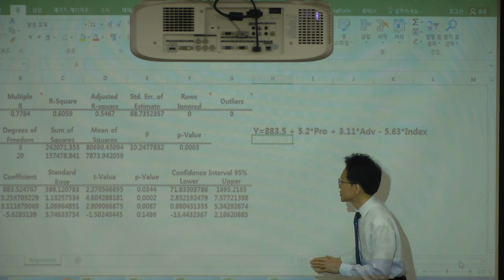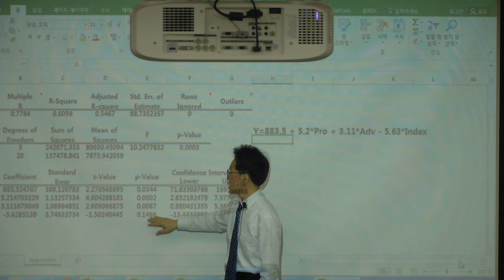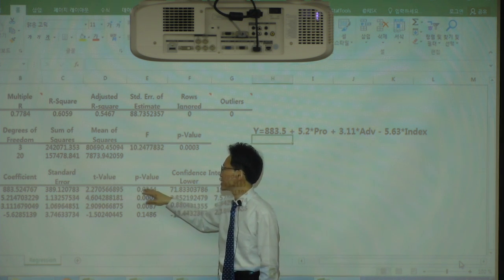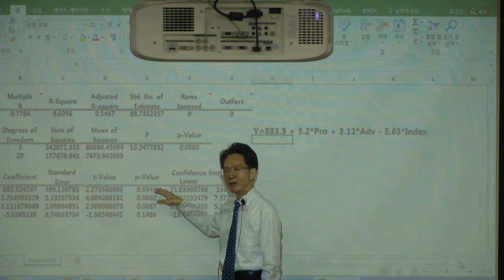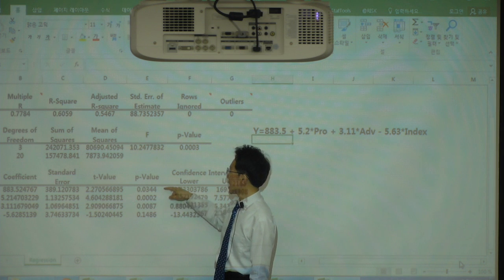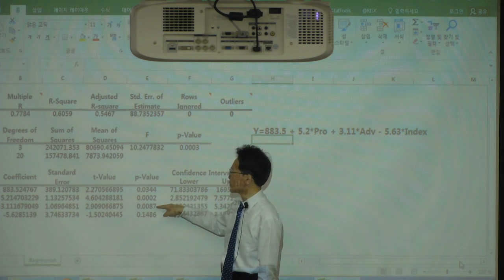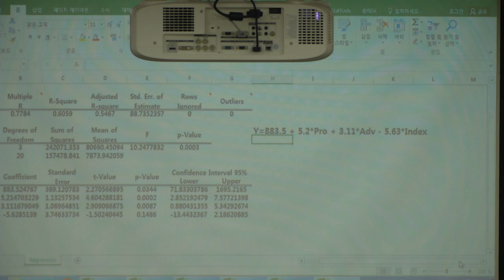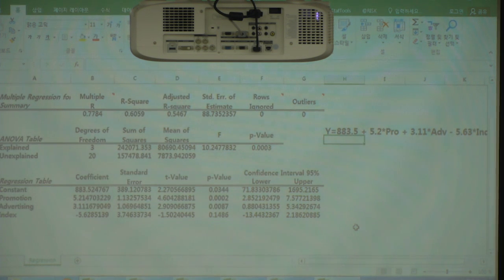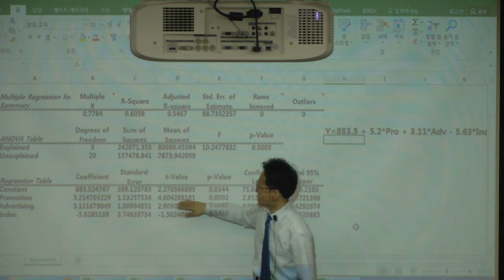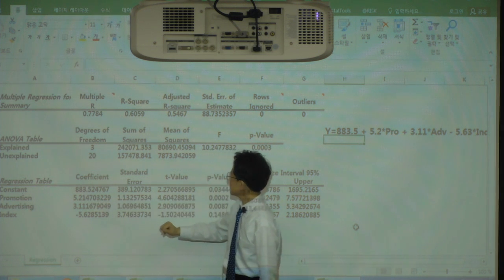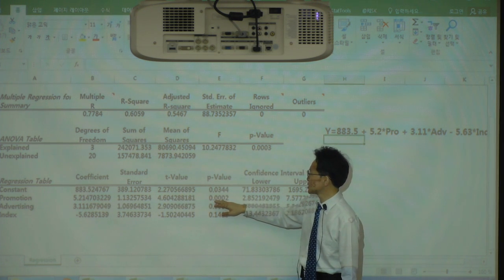But what is more important is to look at these p-values, and you forget about the p-value for the constant. It does not have any meaning, okay? P-value for the constant does not have any meaning. But now we look at these p-values for the regression coefficients, and then the null hypothesis. For example, let's look at this promotion. The regression coefficient is 5.2, and the p-value is 0.0002.